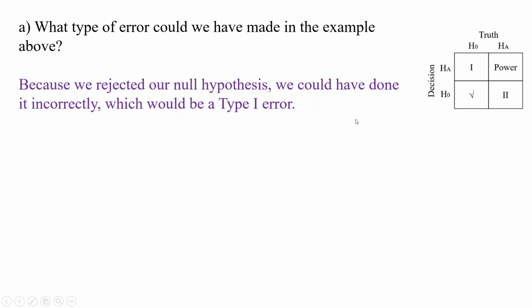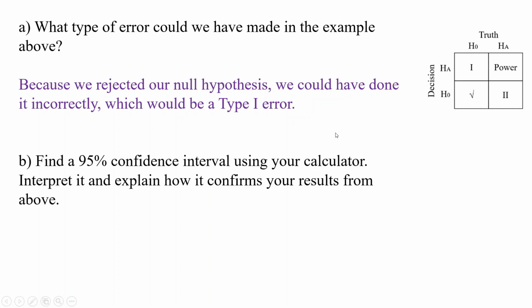Okay. It didn't ask us to interpret the error or draw any conclusions about it. It just wanted us to explain what error we could have made. And then B, find a 95% confidence interval using your calculator. So don't do a 4-step process for this. Interpret it and explain how it confirms your results from above.